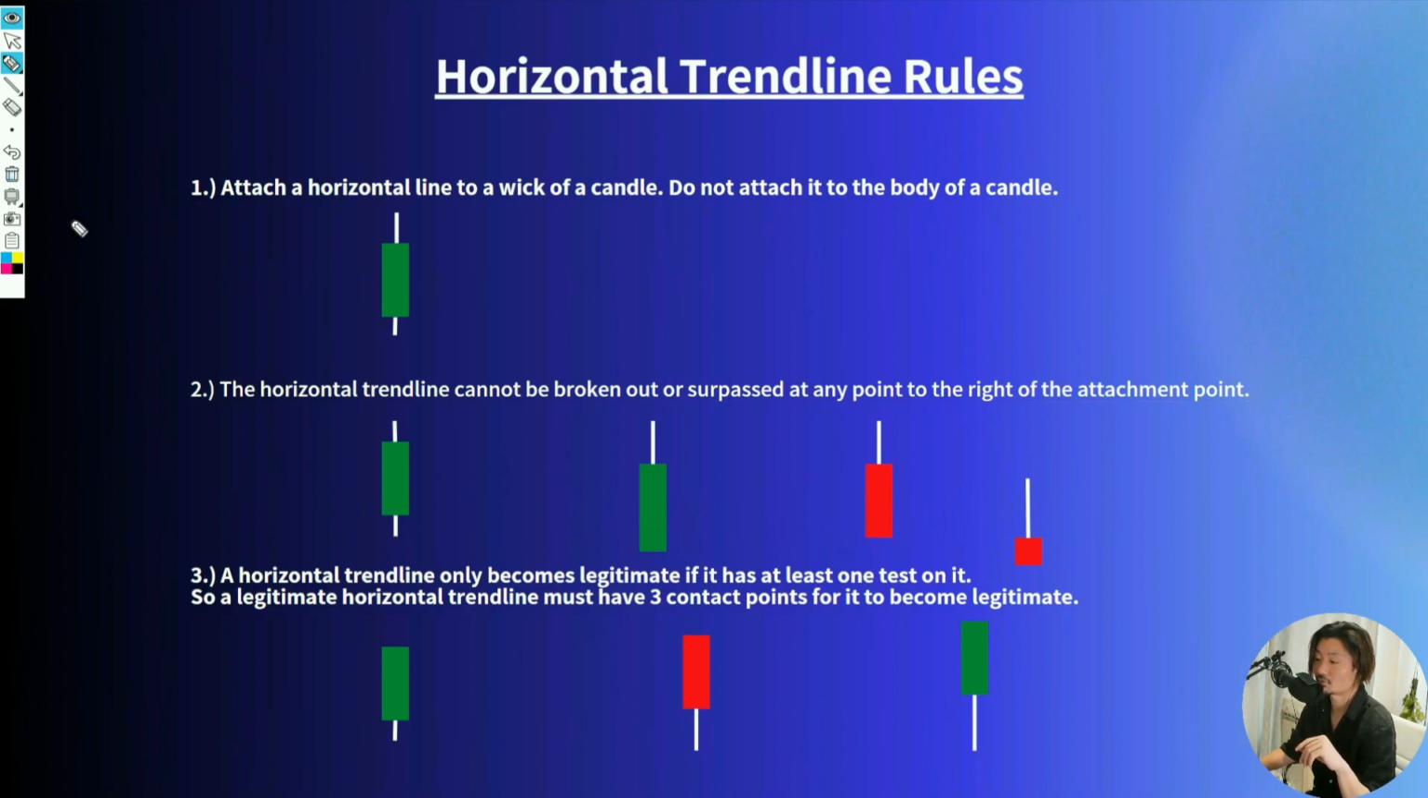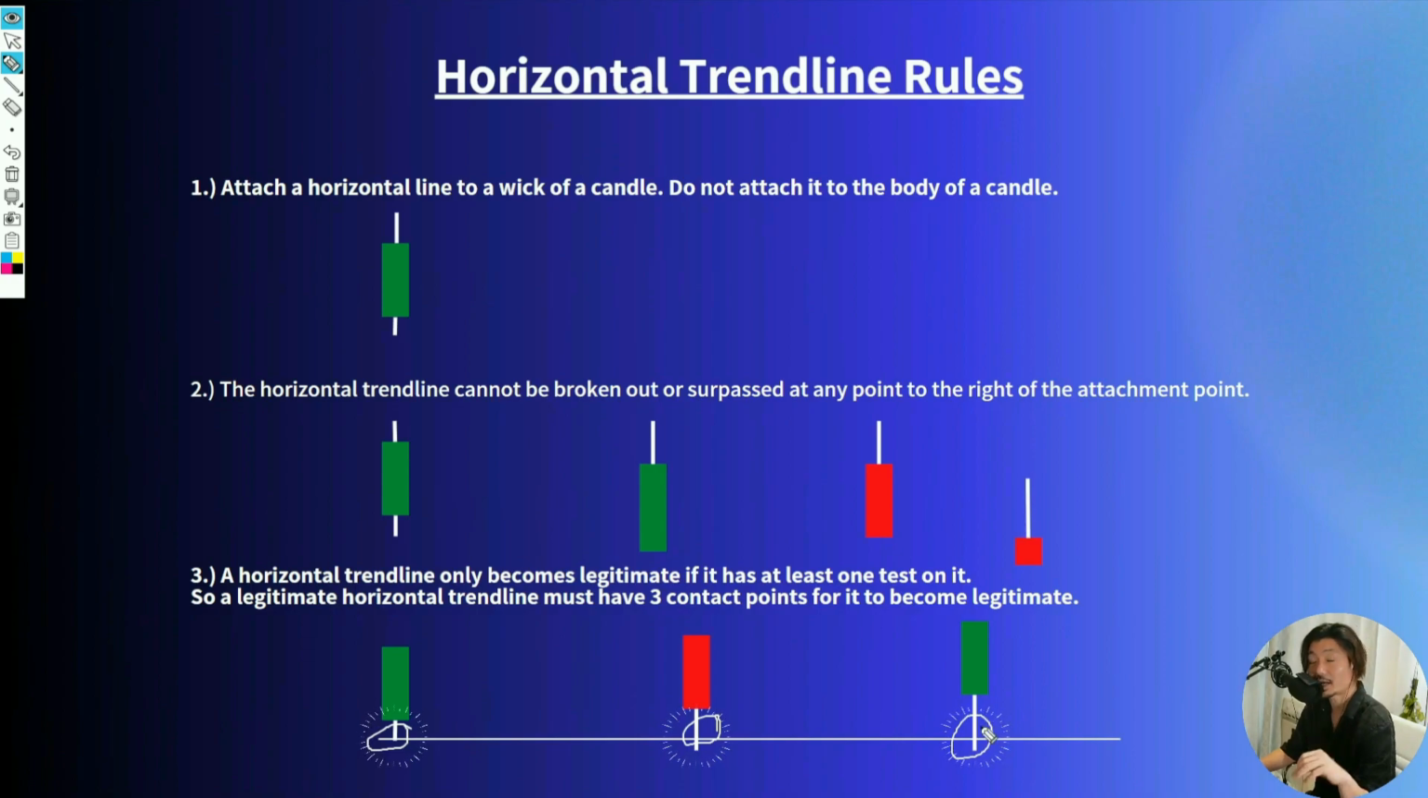Okay, let's go to number 3. A horizontal trend line only becomes legitimate if it has at least one test on it. So a legitimate horizontal trend line must have 3 contact points for it to become legitimate. So let's say we attach the trend line to this pivot right here. You can see it has 1, 2, 3 contact points.